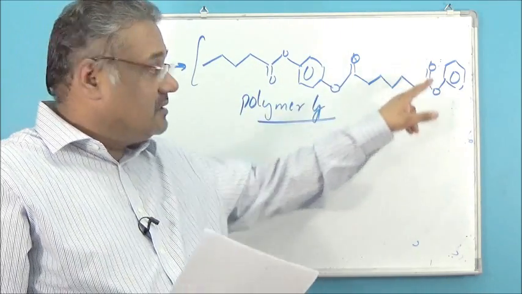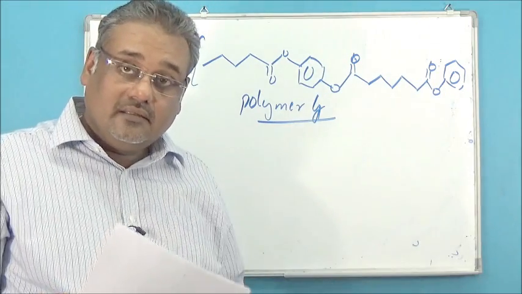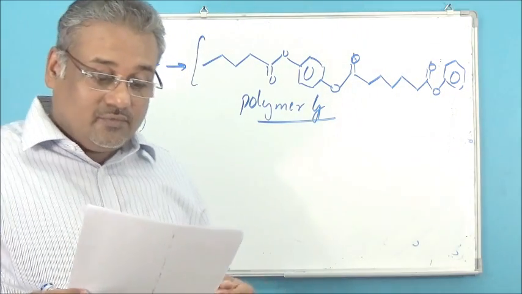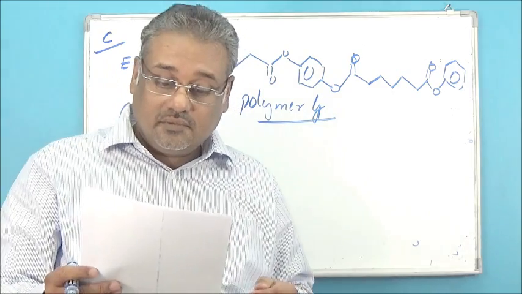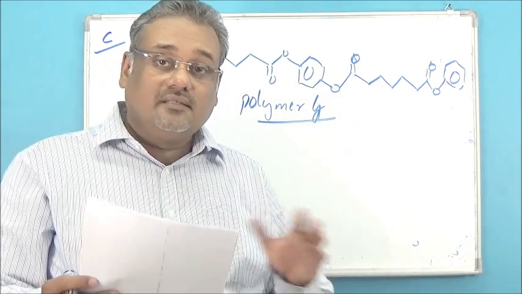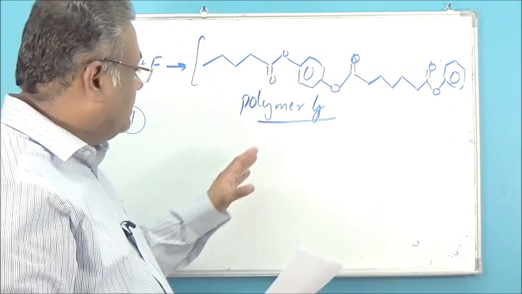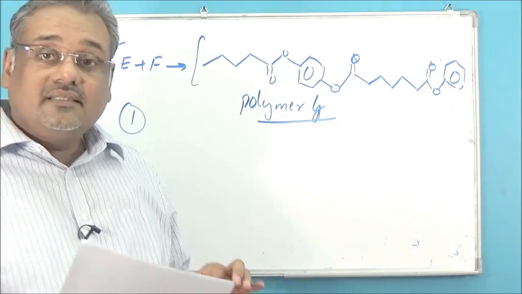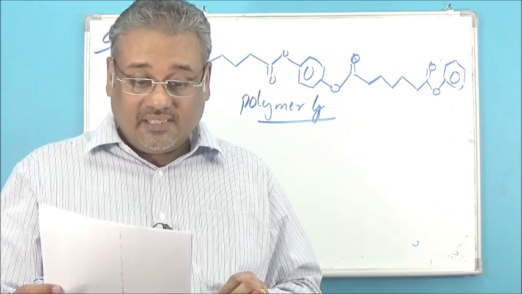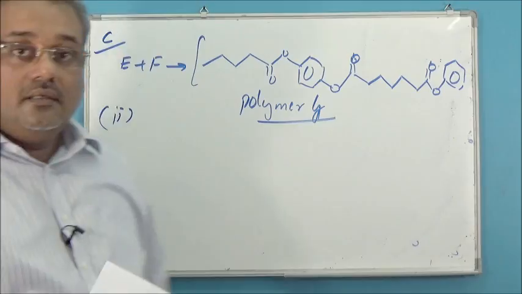The moment you spot the ester link or the amide link, if you look at the first question, it says what type of polymerization made this polymer. The answer always has to be condensation. So anytime you see an ester link or amide link, the polymerization is condensation polymerization. So that's the answer of C part 1.